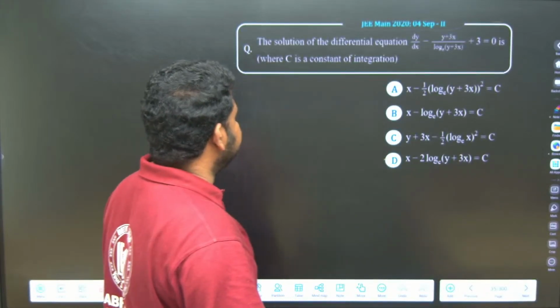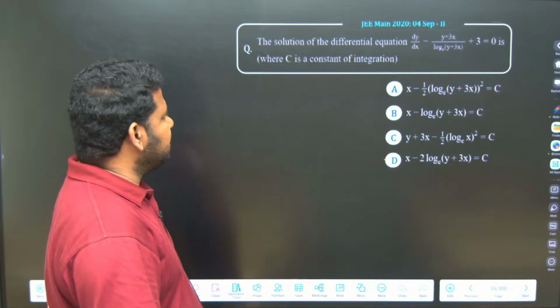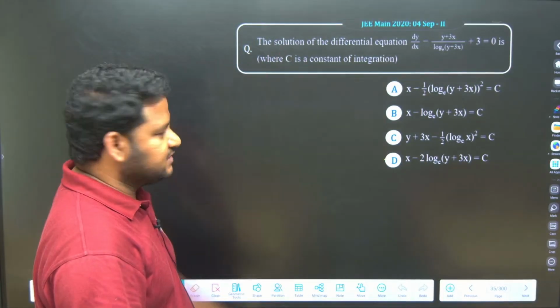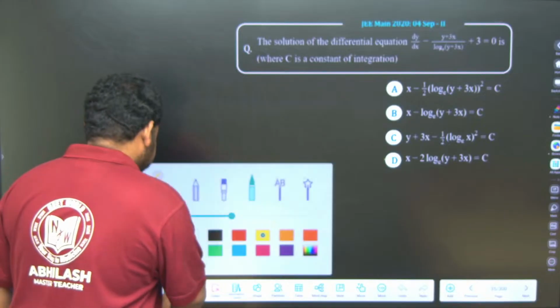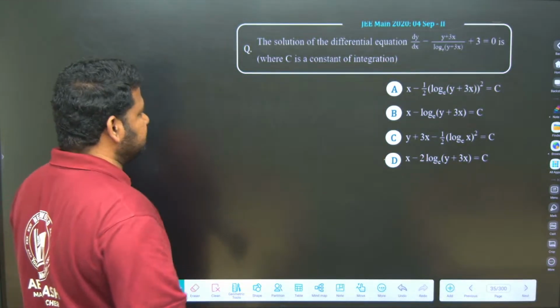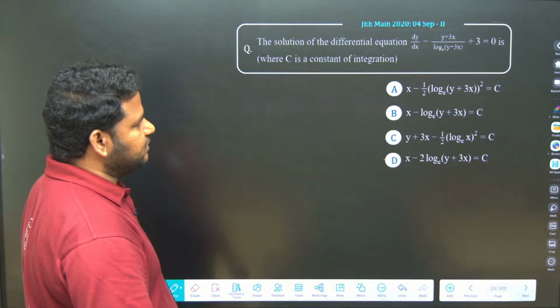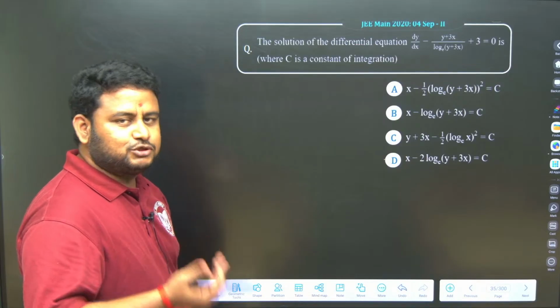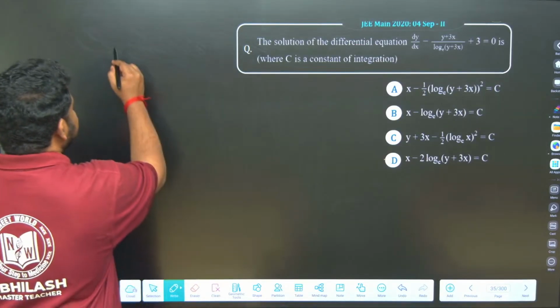So this is a JEE Main 2020 question. The solution of the differential equation dy by dx minus something is given. Let us take the equation. We have to do the substitution definitely. Whenever log is there, I told you, let us use substitution for log itself. So this is what is given.